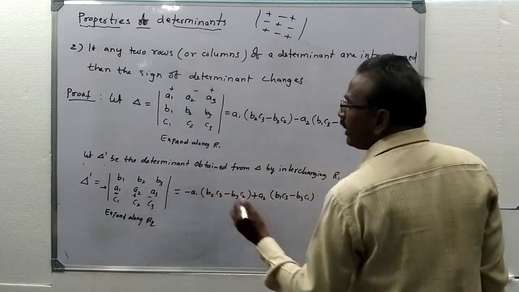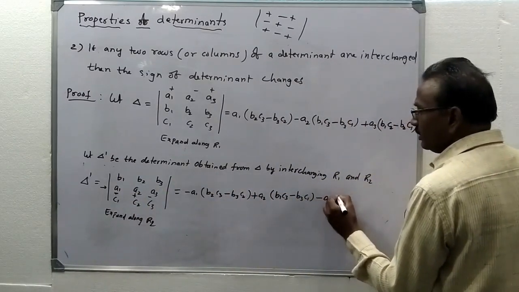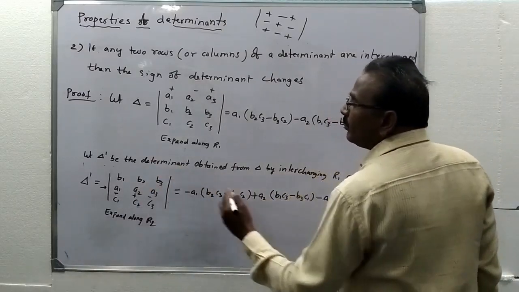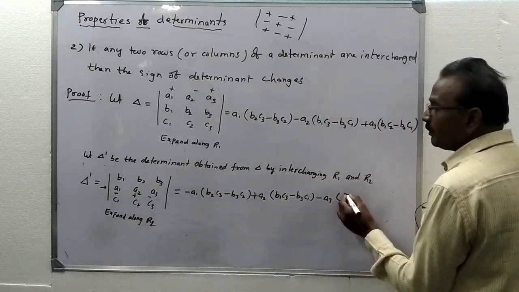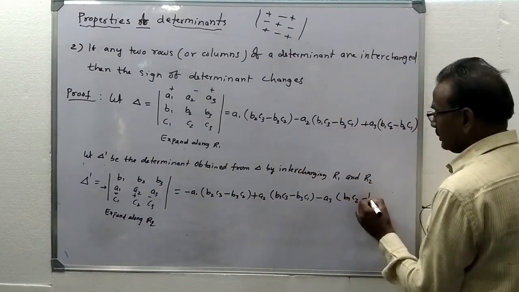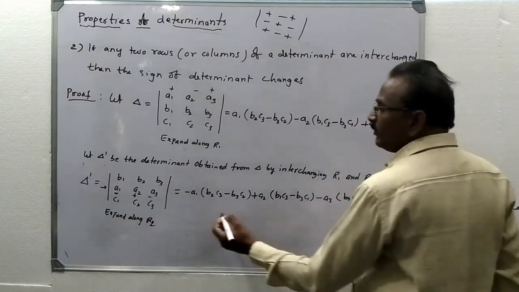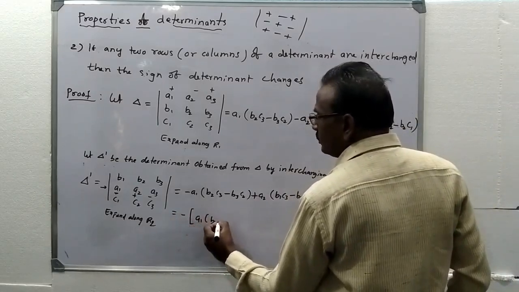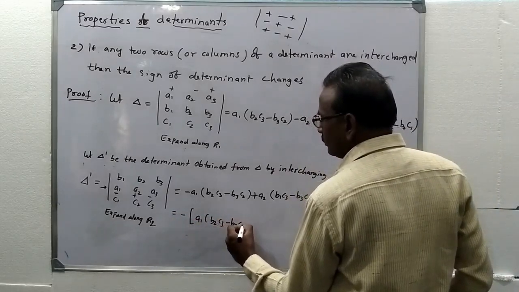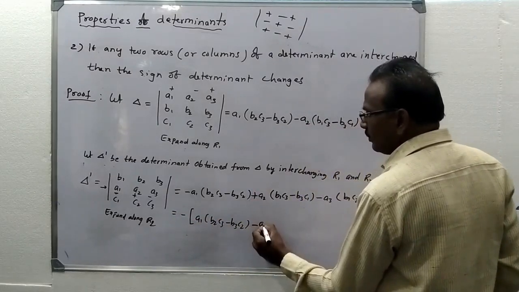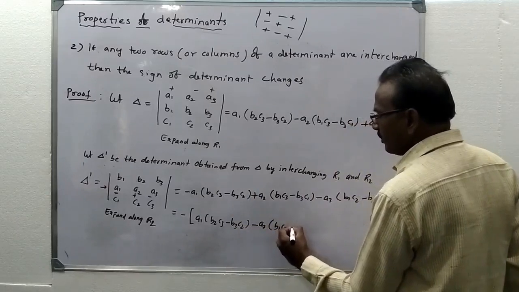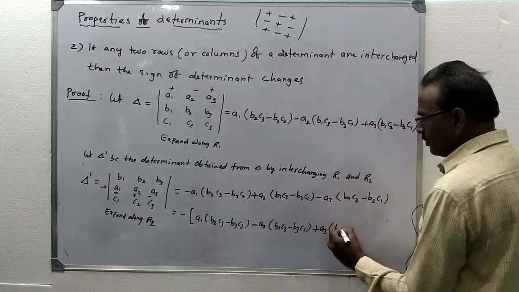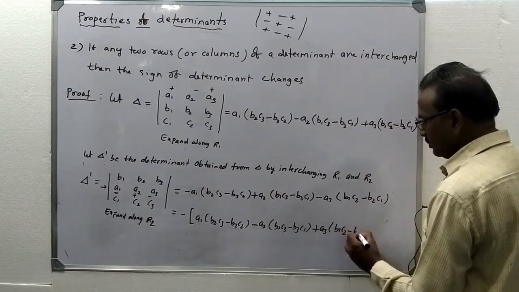Next element is minus, sign is minus a3. Here a3 is second row third column, delete second row third column, b1, b2, c1, c2. Determinant is b1, c2 minus b2, c1. If we take minus outside, that is a1 into b2, c3 minus b3, c2, plus becomes minus a2 into b1, c3 minus b3, c1, minus becomes plus a3 into b1, c2 minus b2, c1.